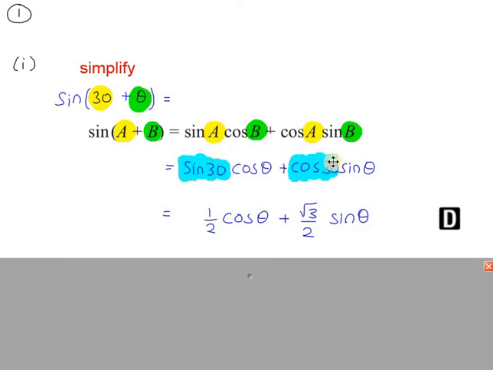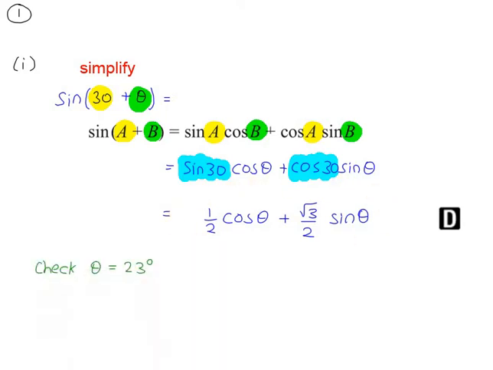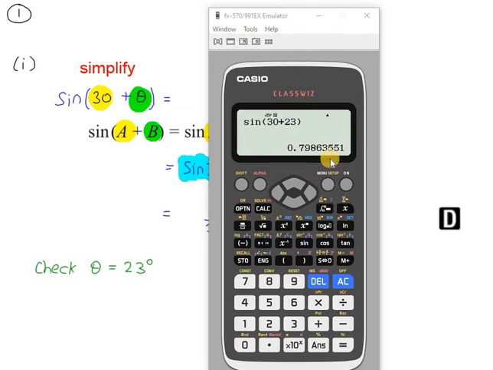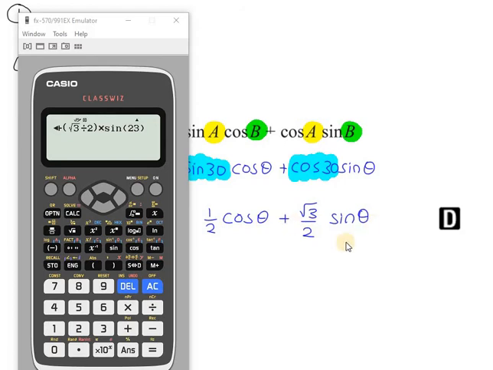We're using a trig function on the calculator, so make sure you're working in degrees because we have angles in degrees. And if you want to check whether your final answer here is correct, we can use any value of theta. So for example, theta equals 23 degrees. If you put 23 here, so you've got sine (30 plus 23), which gives us this sine ratio. So sine (30 plus 23) is 0.798 and so on. And then if I enter all this with theta as 23 degrees, I'll get the exact same value.